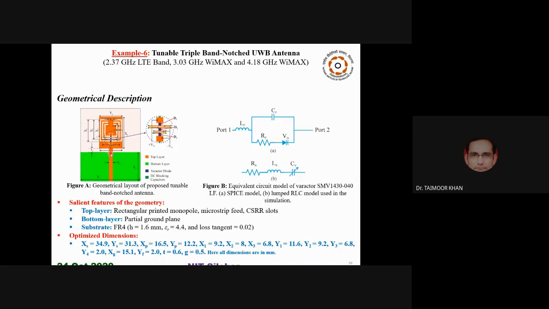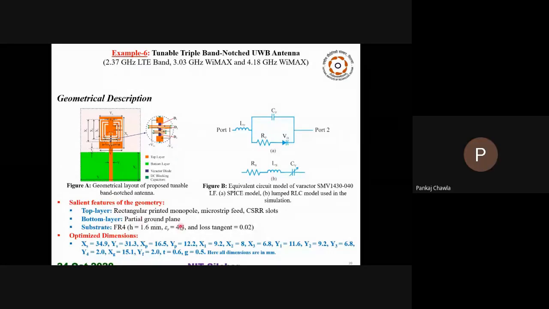More or less that is the previous design, but here the slot shape gives much better performance by taking a modified U-shaped slot. That is what we call CSR, a complementary split ring resonator shape.